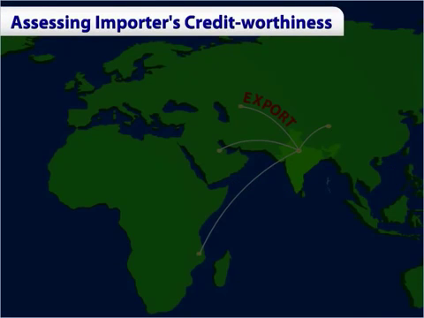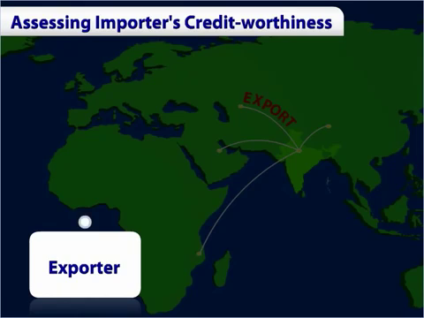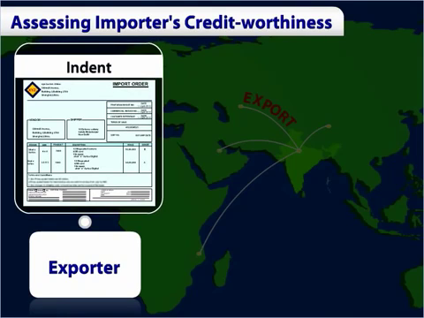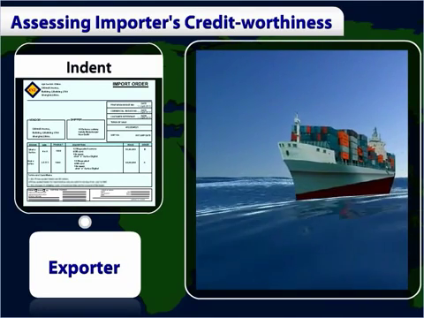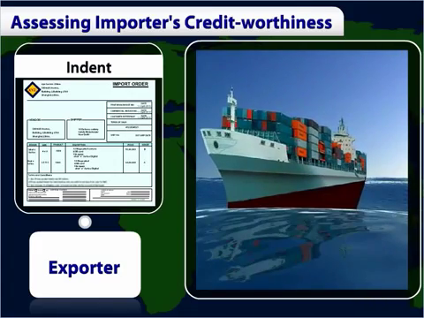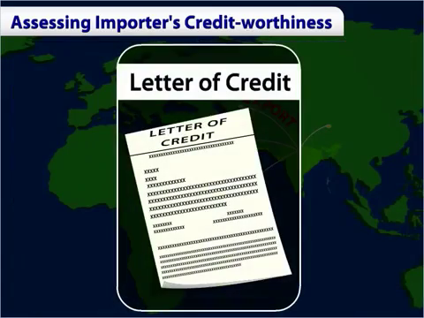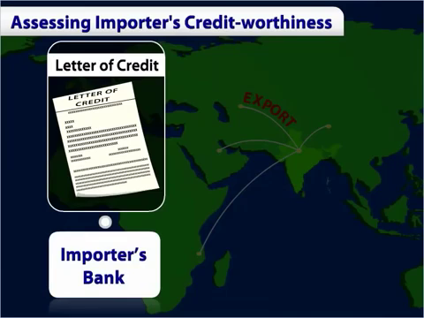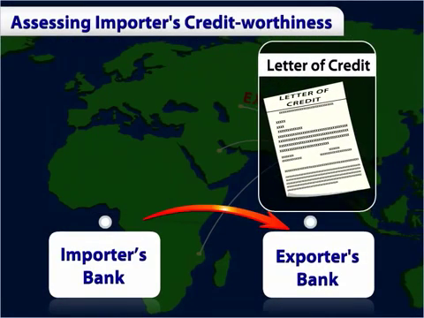Assessing importer's credit worthiness. Once the indent is received by the exporter, he assesses the importer's credit worthiness to make sure that his payment will be met in time after the goods are dispatched to importer. Thus, he asks for a letter of credit from the importer. This letter of credit is issued by the importer's banker to honor guarantee of payment to exporter's bank.